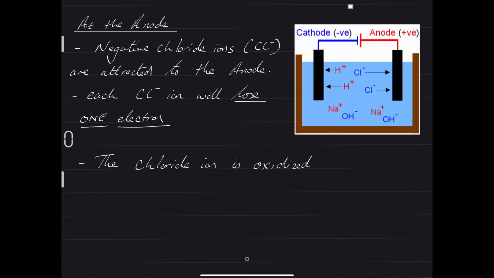Okay, because they've lost electrons. Remember the word OIL RIG. Oil is oxidation is loss of electrons. So the chloride ion is oxidized as they have lost electrons.